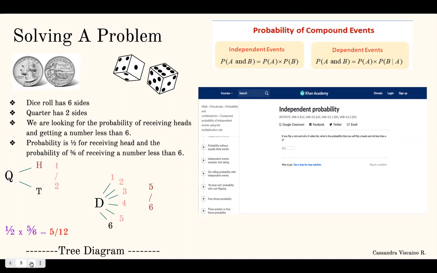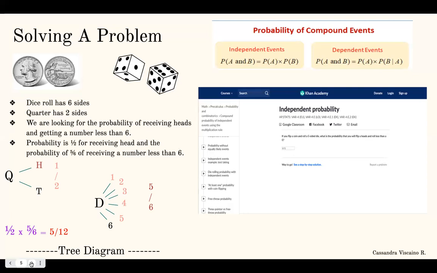So here I drew a tree diagram which has 2 branches, heads and tails. We know the probability of receiving heads is 1/2. And here we have a dice roll, which we also use a tree diagram for. We have 6 branches for this one. In pink, I highlighted the numbers that are less than 6, which is 5/6. So the probability of receiving a number less than 6 is 5/6.